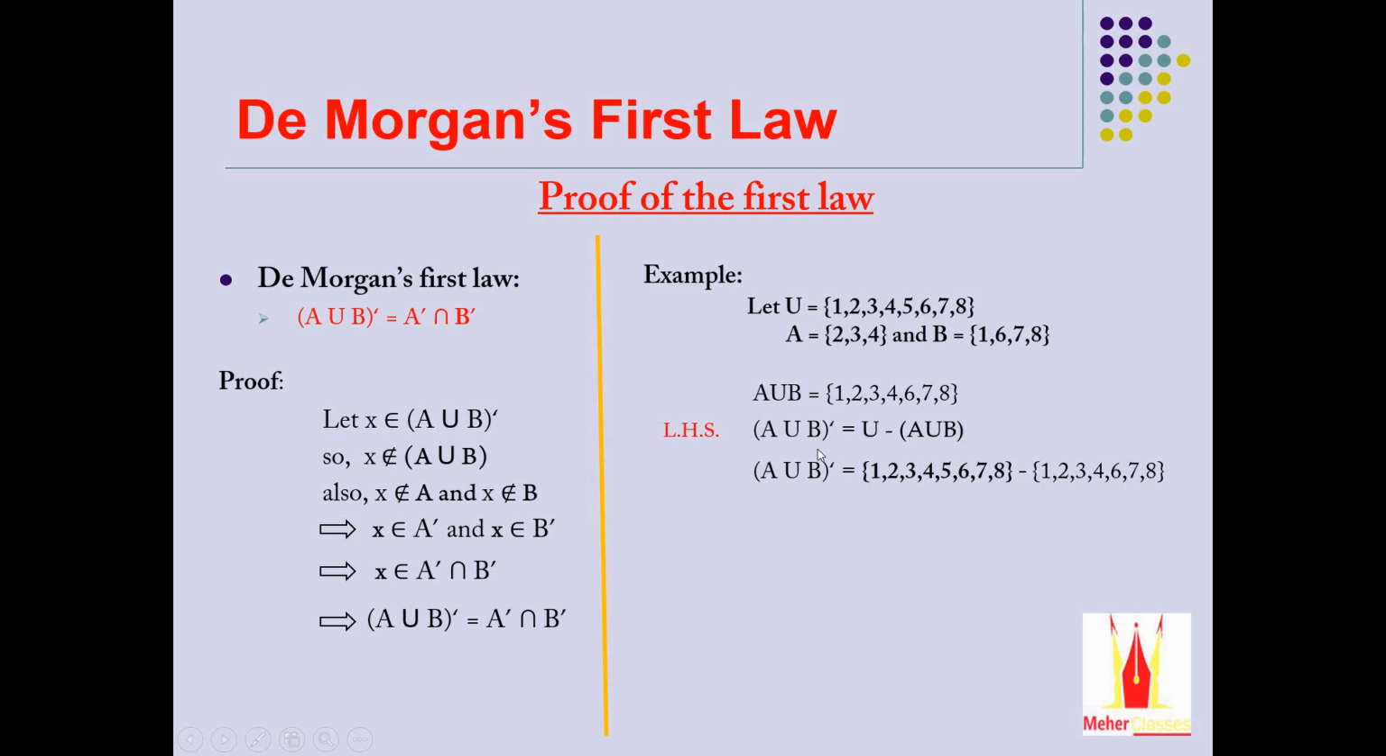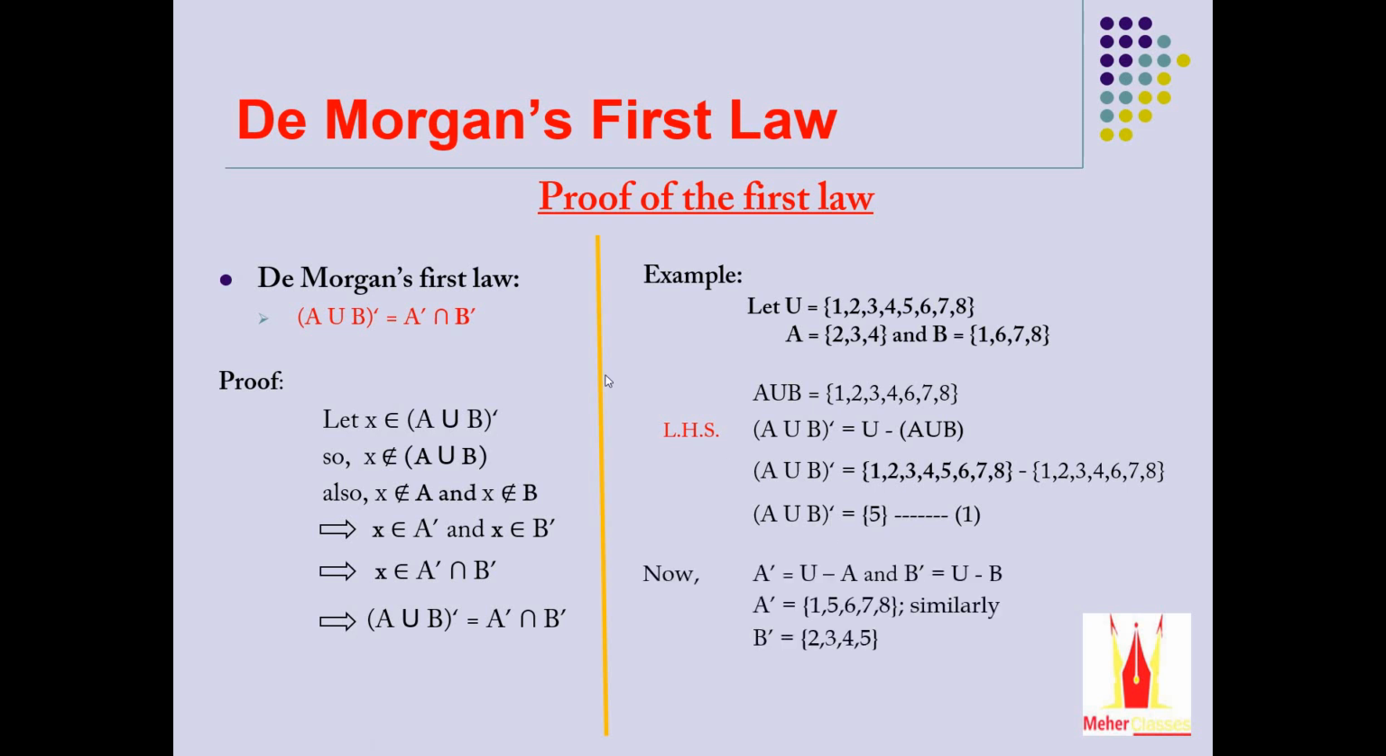And the complement of A union B would always be equal to the difference of the universal set and A union B. So if you solve this, you will get the complement of A union B is equal to 5, because you will need to consider only the elements of this set and not of this set. So 5 is the only element that does not belong to this set. So the complement of A union B is equal to 5.